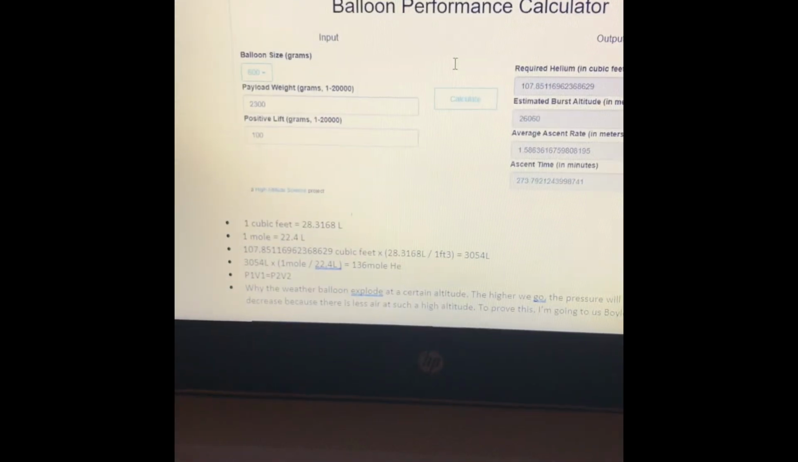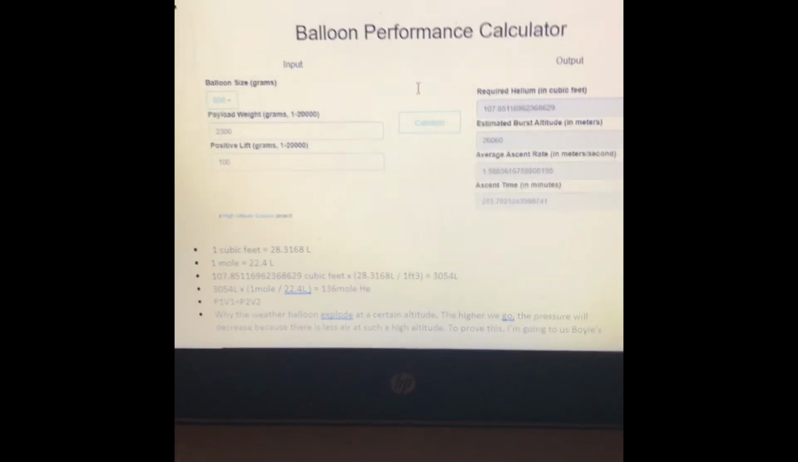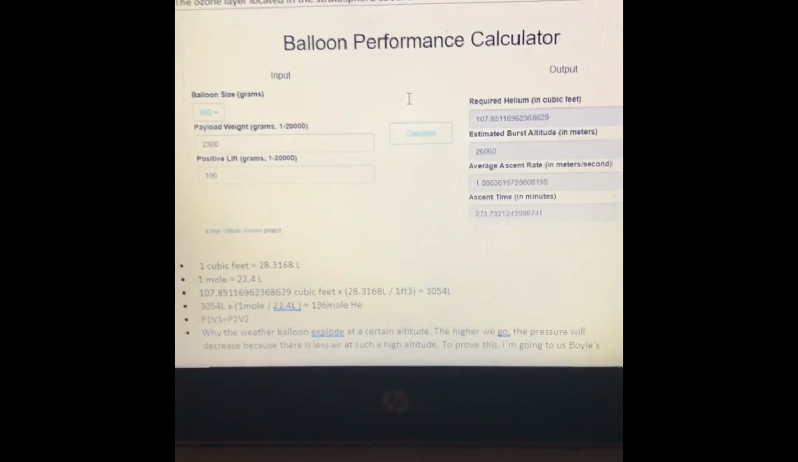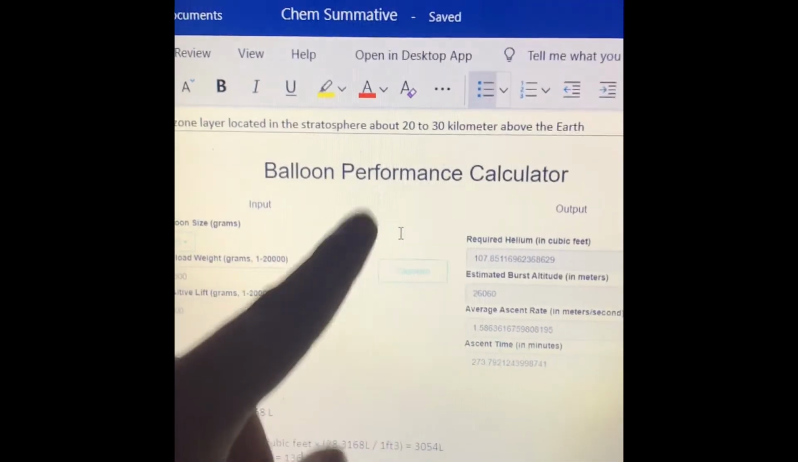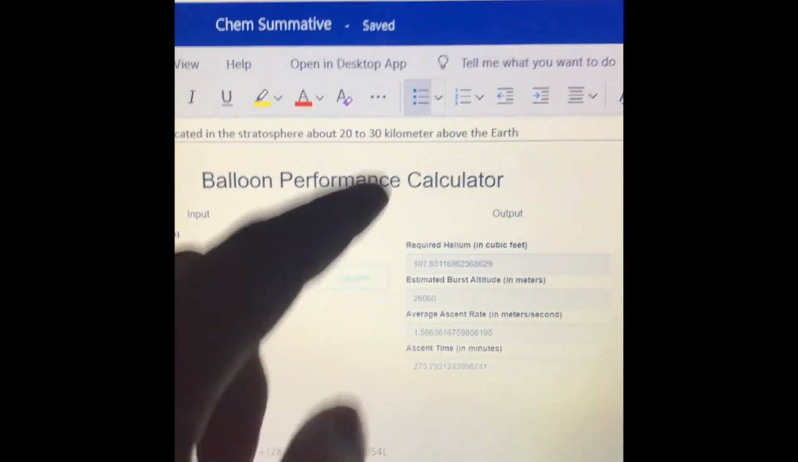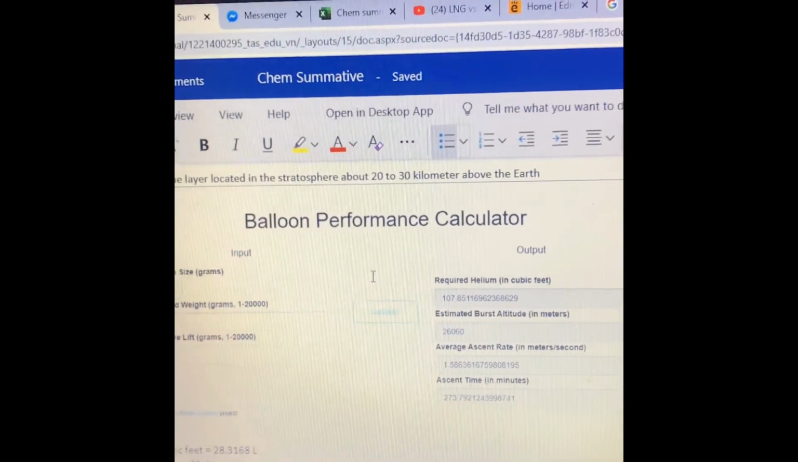Part 3 of the chemistry summative. Now, in this assignment, I need to create a weather balloon. So in order to create a weather balloon, I need to know where the weather balloon is going. And it's going to the ozone layer, which is located in the stratosphere about 20 to 30 kilometers above the Earth. So with this information, I can create my balloon.